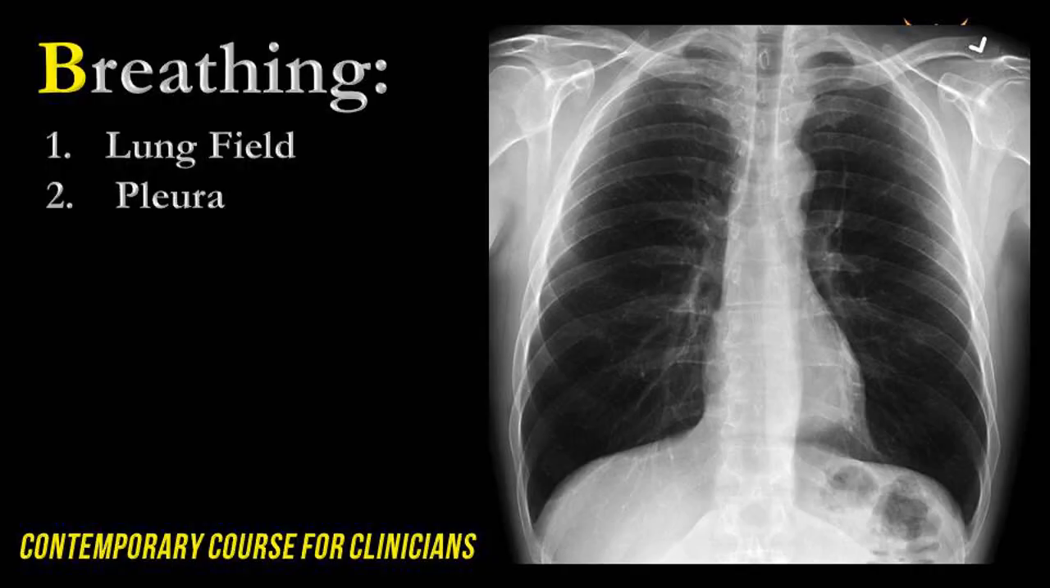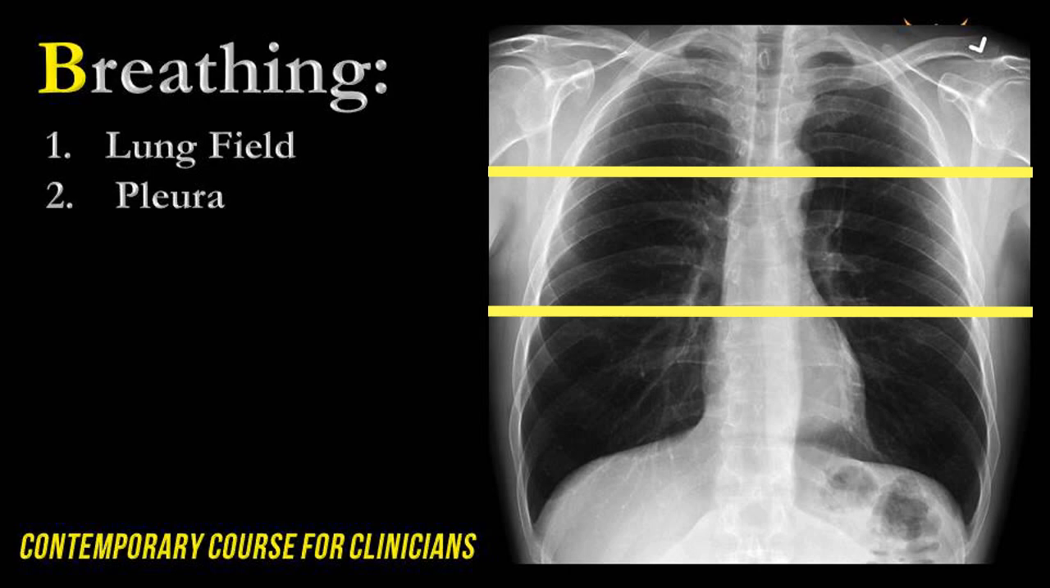Once we are done with the airway, we move on to the next B. B is for breathing space or breathing apparatus, which includes your lungs and the pleura. Let's have a look at a few examples to highlight what exactly I mean by this. When we examine the chest X-ray, we divide each lung into three different zones: upper 1/3, middle 1/3, lower 1/3. These do not match with the anatomical lobes.